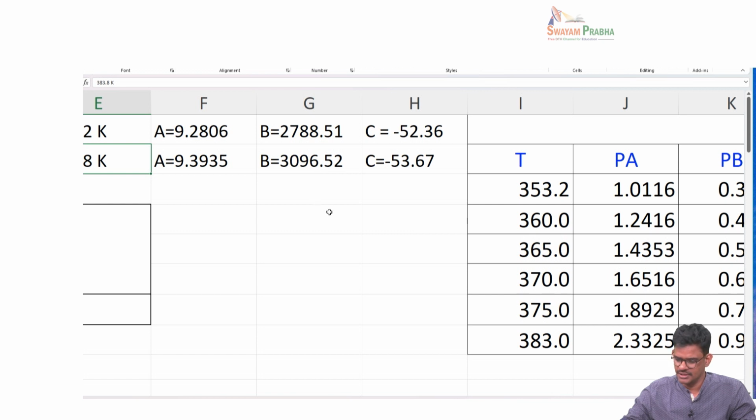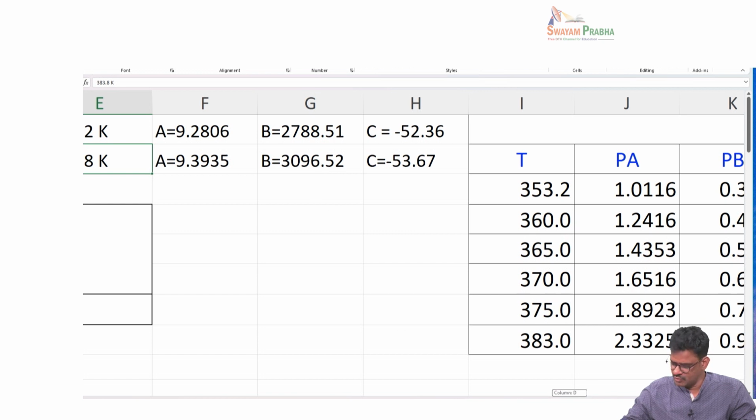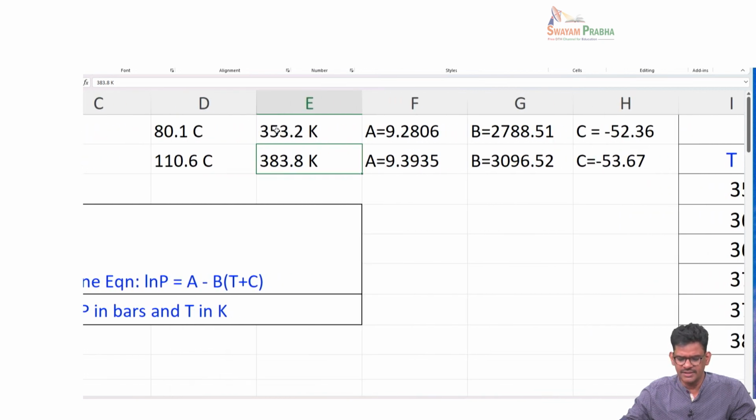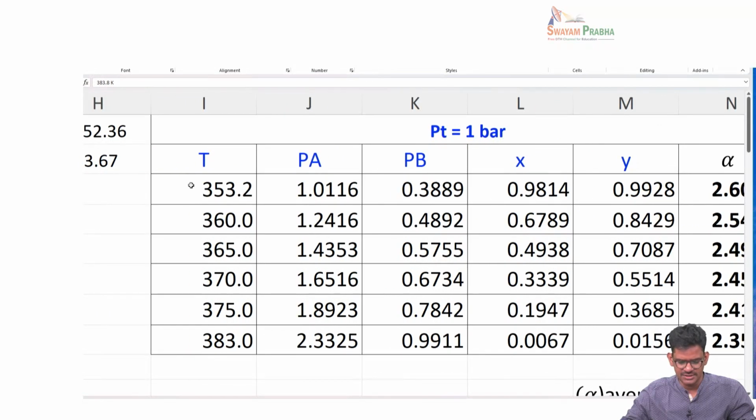You see that the boiling temperatures in Kelvin are about 353 to 383, okay, that's the range of temperatures. So what I have done here, I have chosen some arbitrary temperatures ranging from 353 to 383. Okay, you can take more temperatures if you like. So once you have these temperatures, then I calculate the vapor pressure from the Antoine equation.